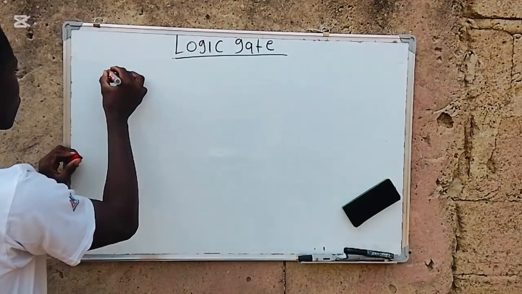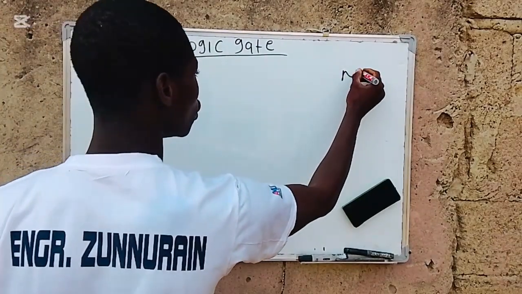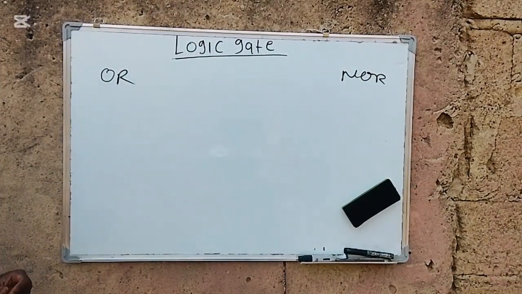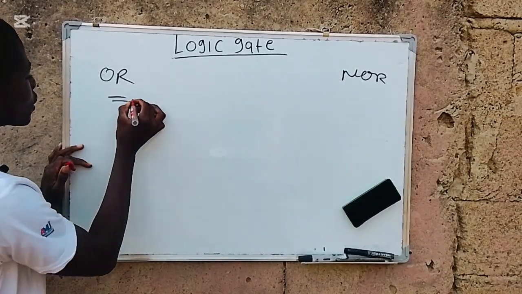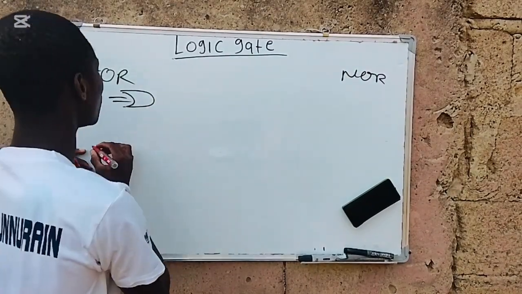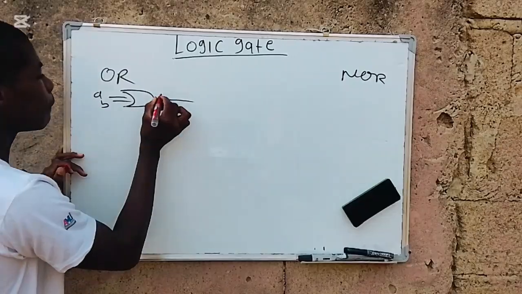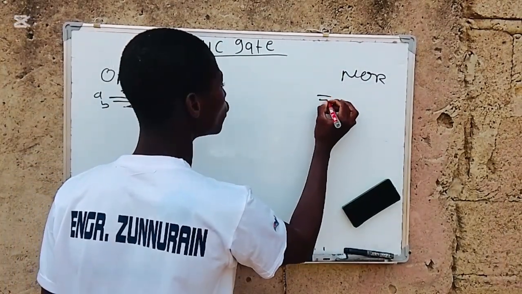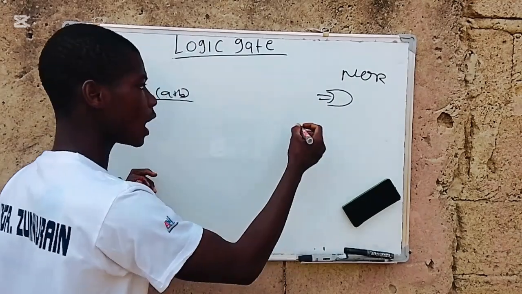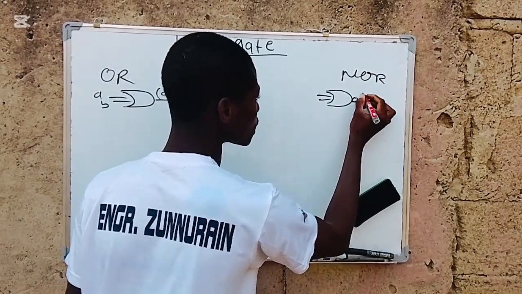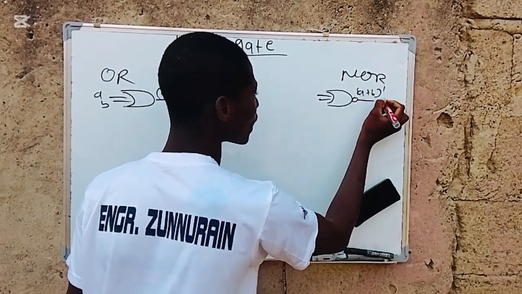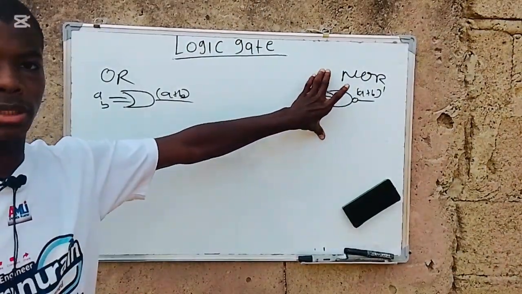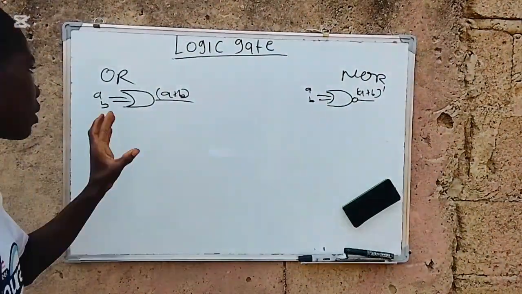As I said, let me show you another relationship. The next relationship is the OR and NOR. As we all know, this is the symbol of OR. We have A and B, and the output A plus B. And the NOR will be A plus B, prime, with inputs A and B. NOR is basically the complement of this.